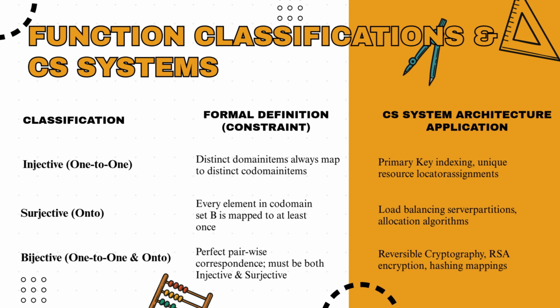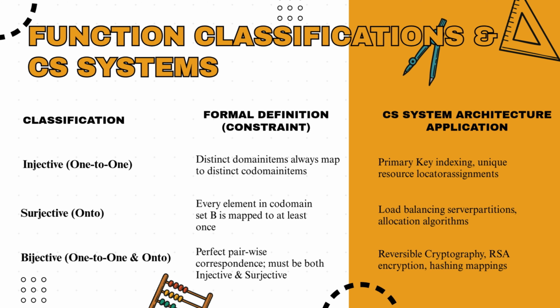Moving deeper, functions are classified into distinct taxonomies that dictate how they can be used in software architecture. First, we have injective, or one-to-one functions. This constraint ensures that distinct domain items always map to distinct codomain items. In system engineering, this mathematical rule is what guarantees that a primary key index in an SQL database or a unique resource identifier is perfectly unique, preventing data collision.